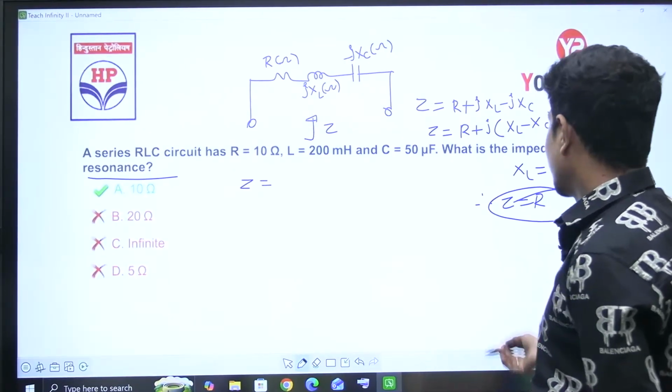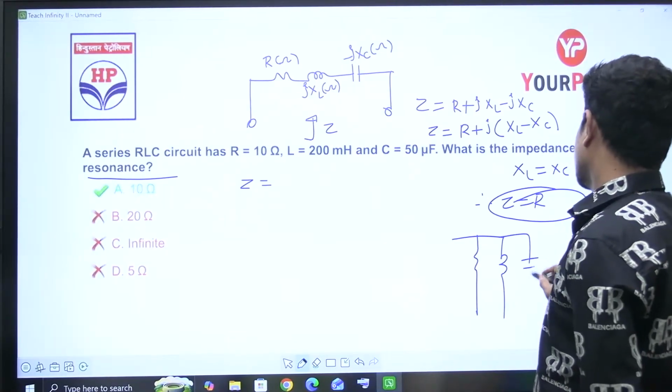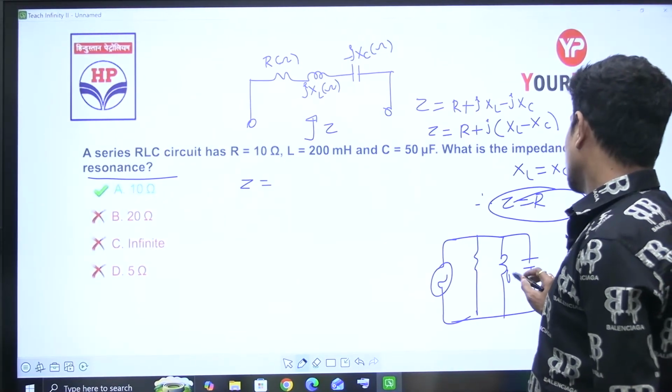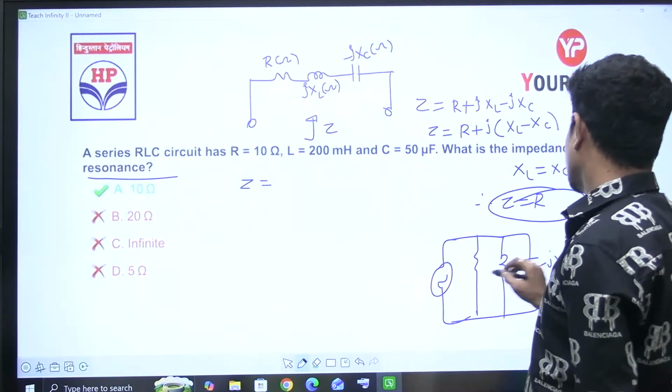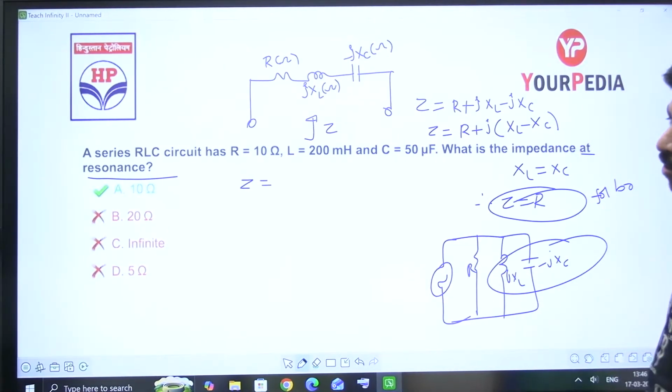See, I can write R, this is L, this is C. Now this is jXL, this is minus jXC, this is R. So during resonance, XL is equal to XC, then the parallel combination is XL times XC divided by XL minus XC.